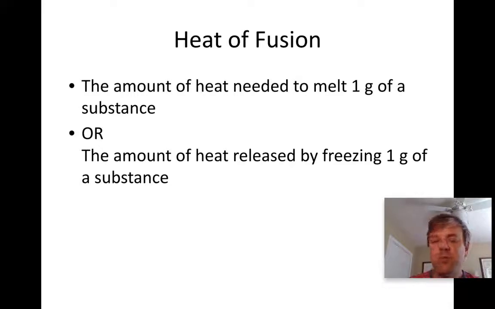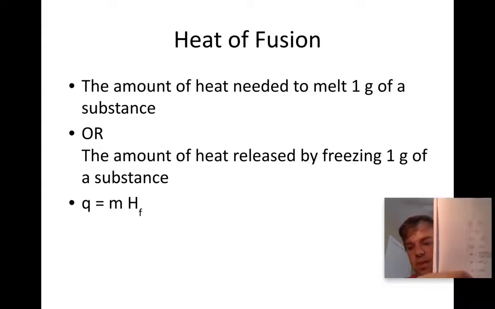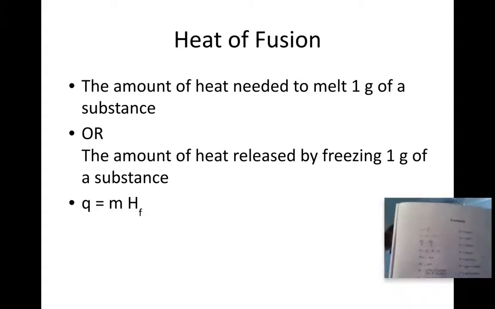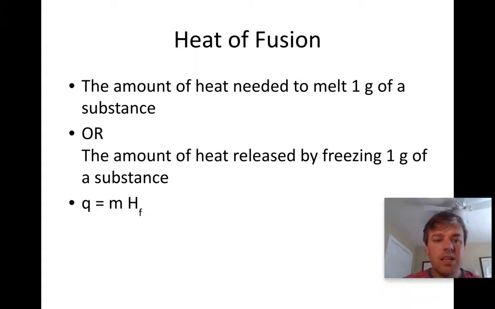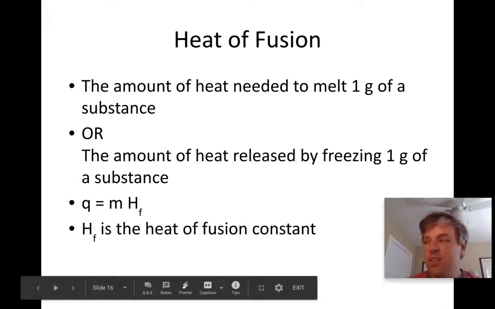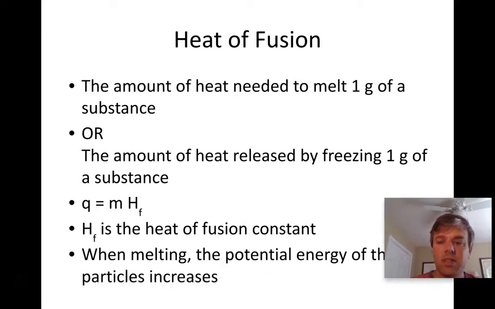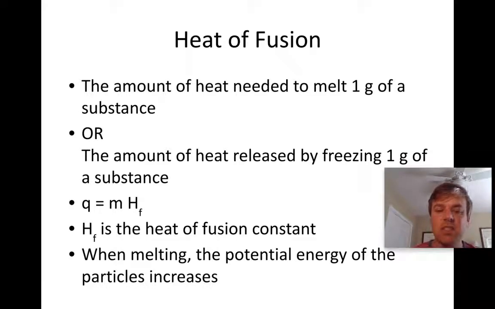There's a simple formula that's on page 3 of your reference tables that says Q equals M times HF. It's found right there on page 3 of your reference tables. And HF is the heat of fusion constant. And with this formula, the other thing to know is that when you're melting, the potential energy of the particles that you're working with increases.